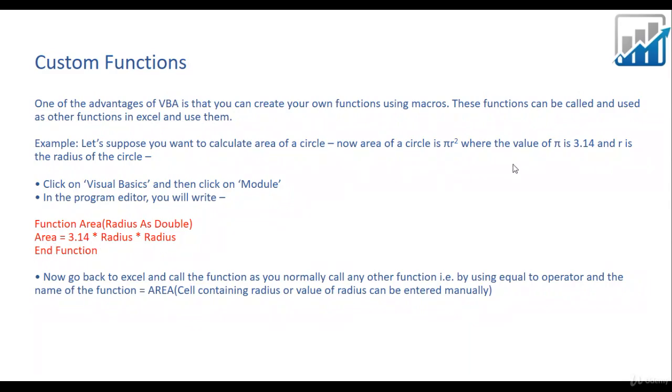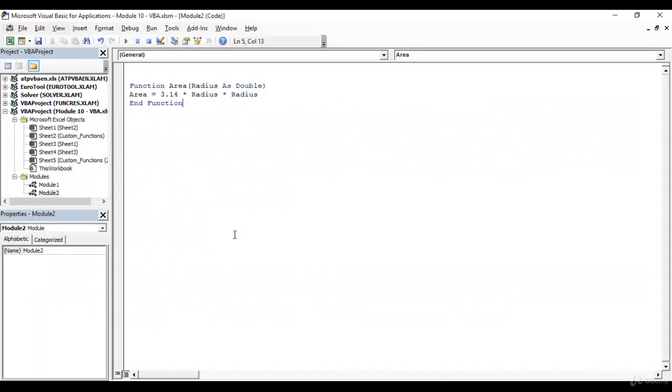The area of a circle, as you know, is pi r square. So pi has the value of 3.14 and then r squared, so basically radius into radius. So this is 3.14 into radius into radius, and then we are ending the function. So we've written the function syntax over here.